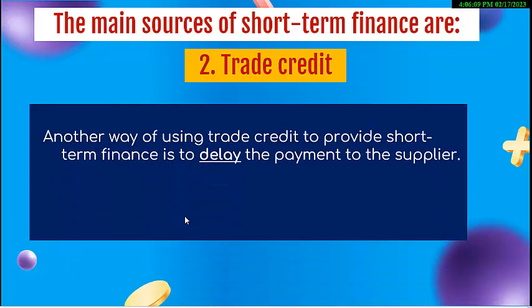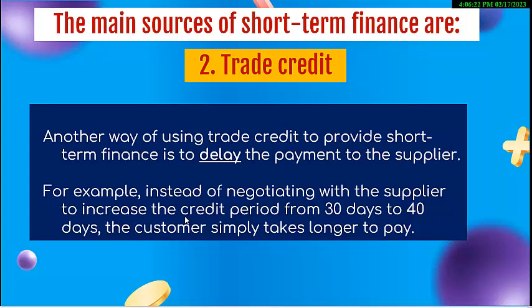Another way we can make use of trade credit or trade payable to provide short-term finance is to delay the payment to the supplier. For example, instead of negotiating with the supplier to increase the credit period from 30 to 40, the customer simply takes longer to pay.